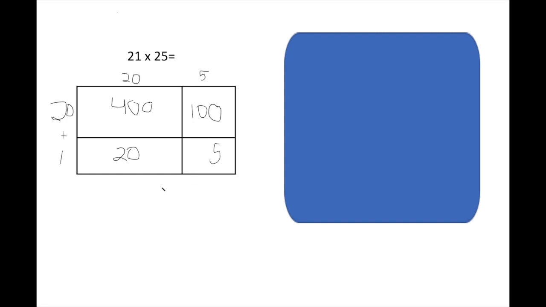Now our final step, we're going to add our partial products. So we should be writing out 400 plus 100. And I like to just put my numbers in order from greatest to smallest. That way I'm making sure that I'm lining up my place values. Plus 20 plus 5. We add it all together. 0 plus 0 plus 0 plus 5 equals 5. 0 plus 0 plus 2 equals 2. And 4 plus 1 equals 5. So the answer to 21 times 25 equals 525.